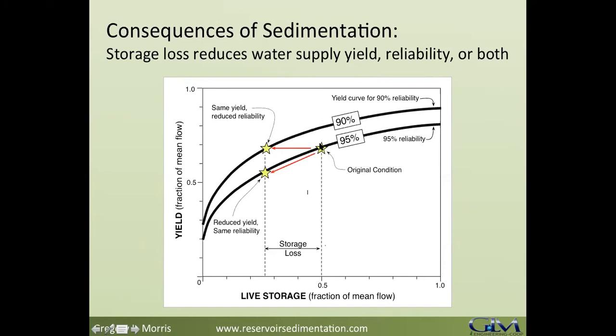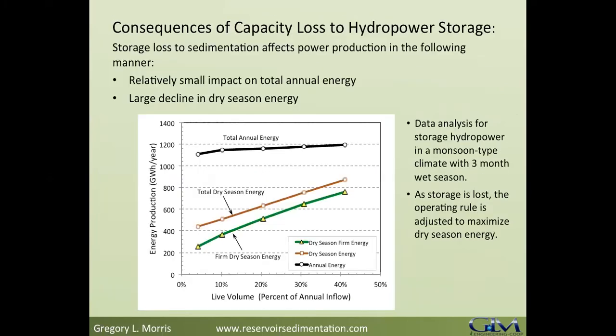But now when you go to hydropower, here we've got across the bottom scale, live volume as percent of annual inflow. So we've got 50% of annual inflow. This particular reservoir is initially sized at 40% of mean annual inflow. And the firm dry season supply reacts quite similar to the firm yield for a water supply reservoir.